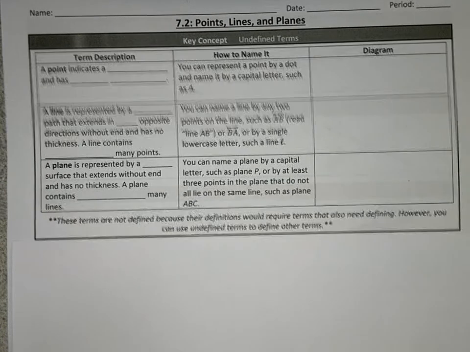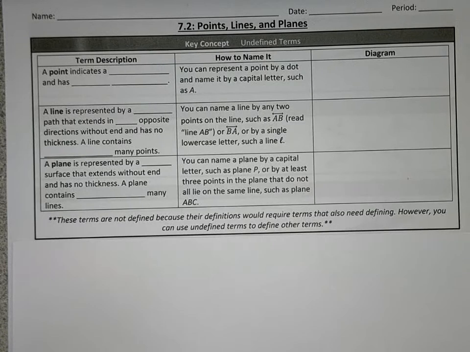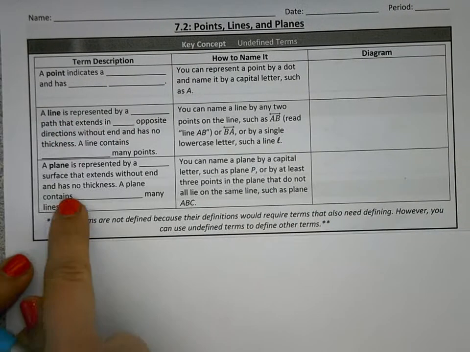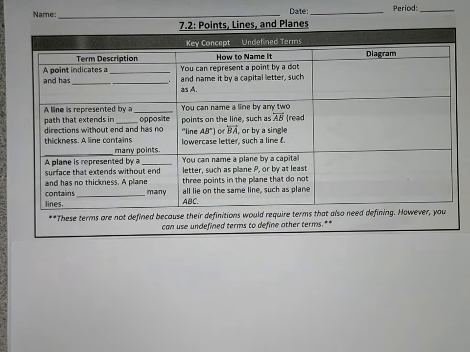Like a recursive formula, you can't find term 5 until you know what term 4 is, until you know what term 3 is, until you know. So you have to go backwards. So when we're defining points, lines, and planes, parts of the definition also have to be defined.